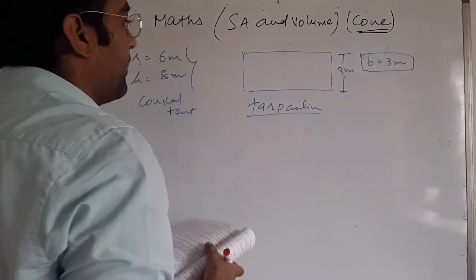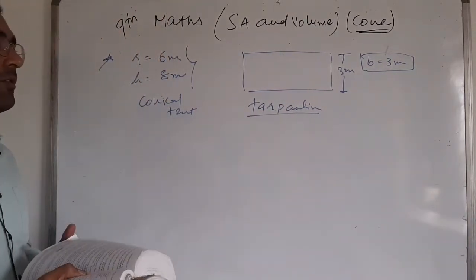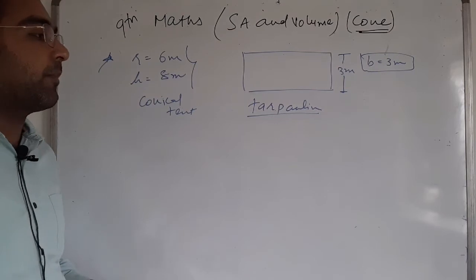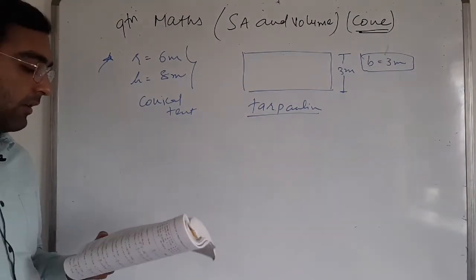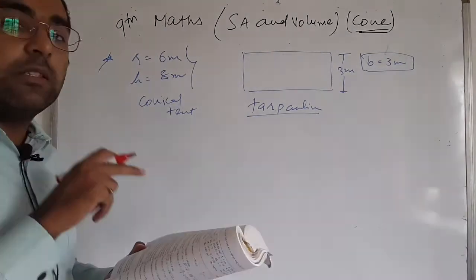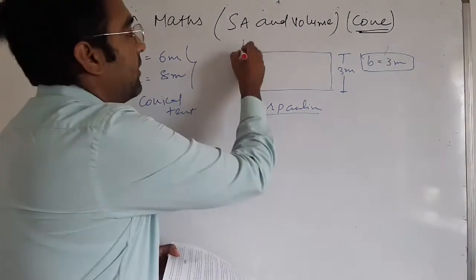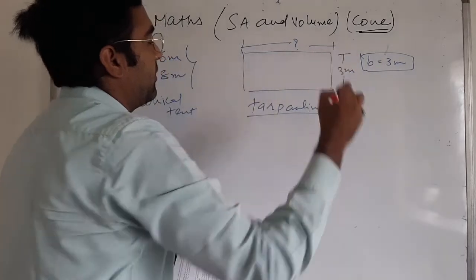Okay, the tarpaulin is in the shape of a rectangle. The breadth is given for the tarpaulin, but there is no length given. So they ask what is the length? We have to find the length of that tarpaulin.